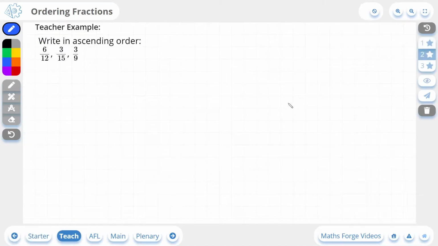Now we'll do a two-star example. Here we're being asked to write the fractions in ascending order. However, the denominators are no longer the same. You can see this. So the way we approach this is by converting our fractions to decimals.